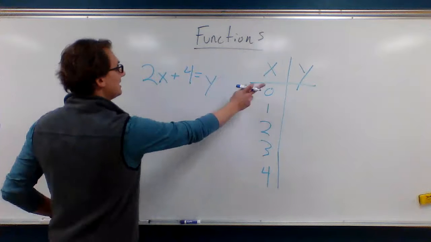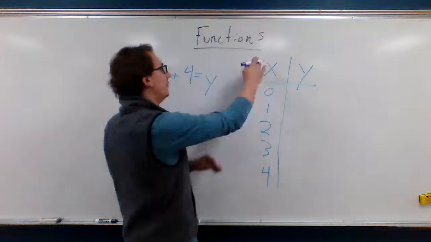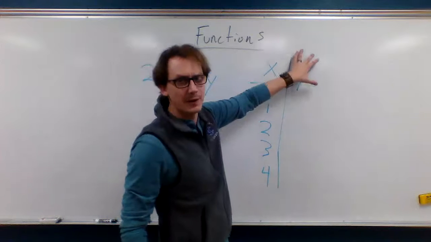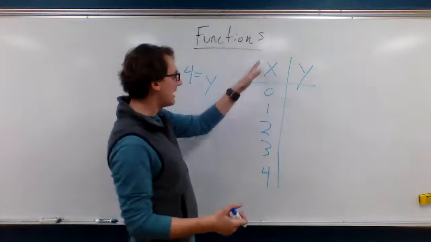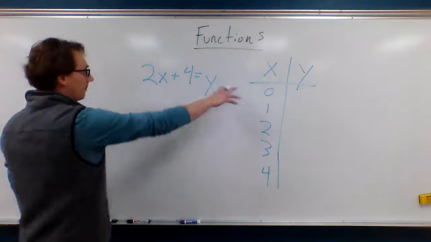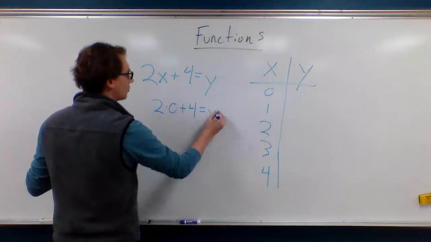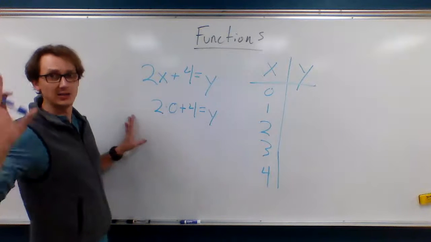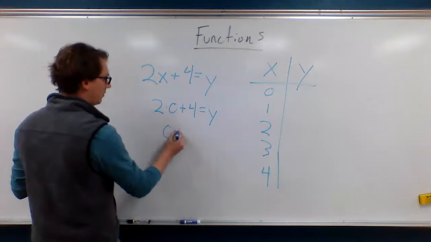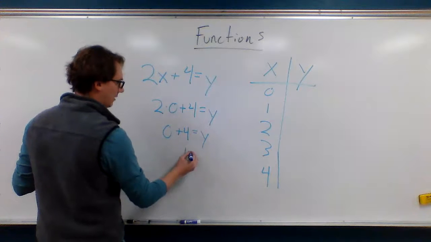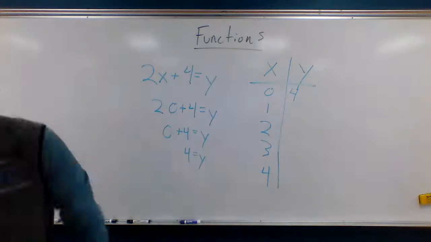Start with 0. We're going to take 0 and plug it in for x. We're in the x column, so we're going to plug all of these values in for x. We could use different variables up here, but because this has to do with the coordinate plane, we want the x-axis and the y-axis, and x is traditionally the input. So when we plug 0 in, we get 2 times 0 plus 4 equals y. As I reminded you several times yesterday, and I'm going to continue to remind you, do your multiplication first. 2 times 0 is 0, plus 4 equals y, 4 equals y. So our first pair is 0, 4.